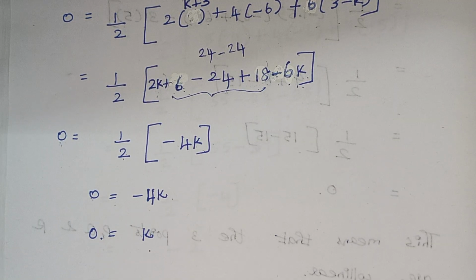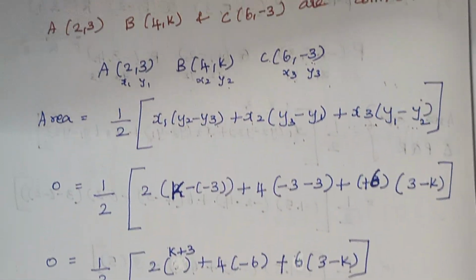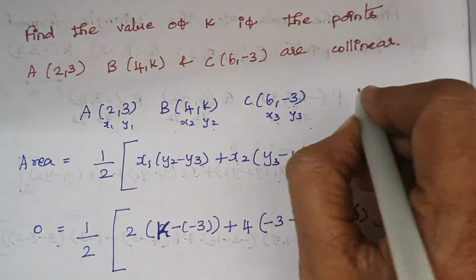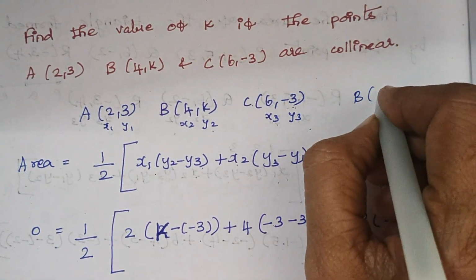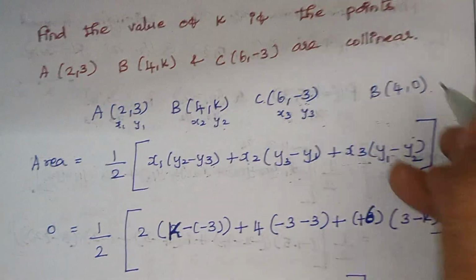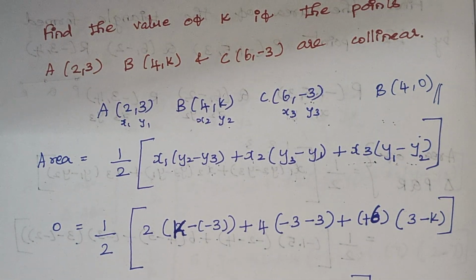Right. So here what about the value of the constant? So the value of the b coordinate is b is nothing but 4 comma k. So here it is 4 comma 0. Right. This is the value of b point. Now we move with our next problem.